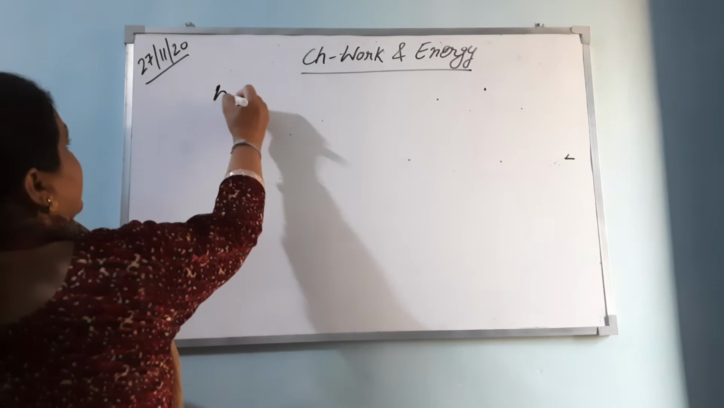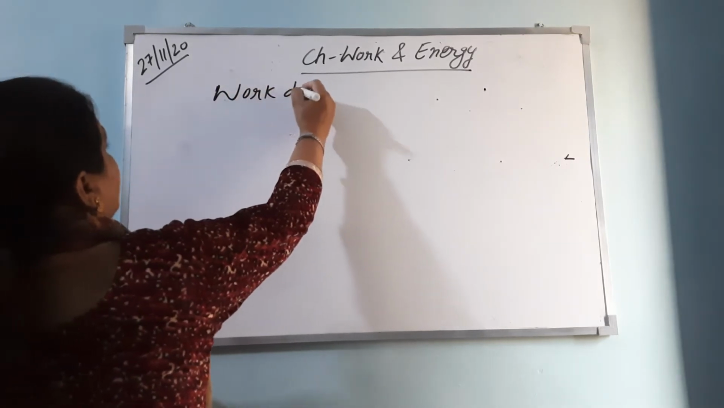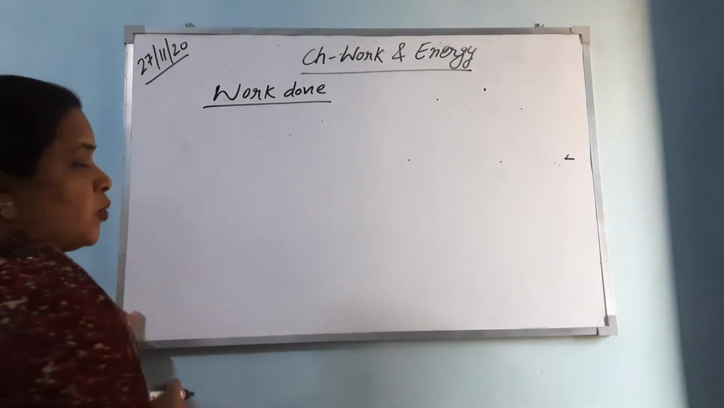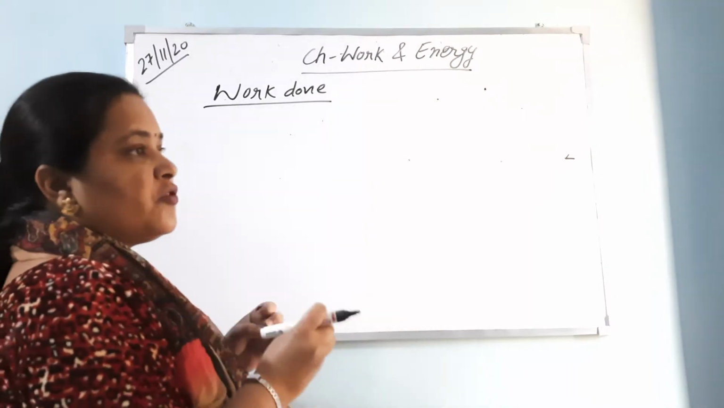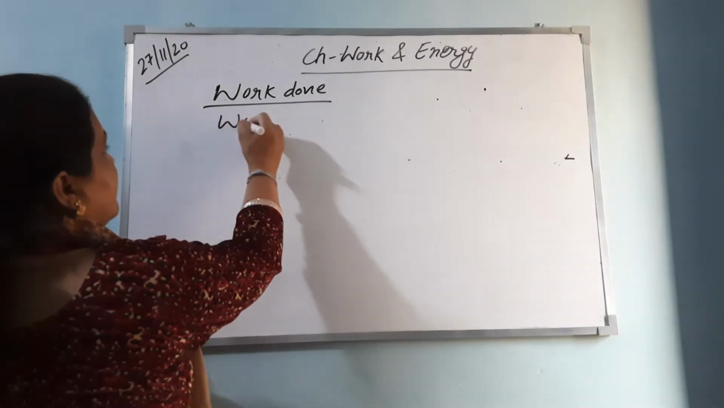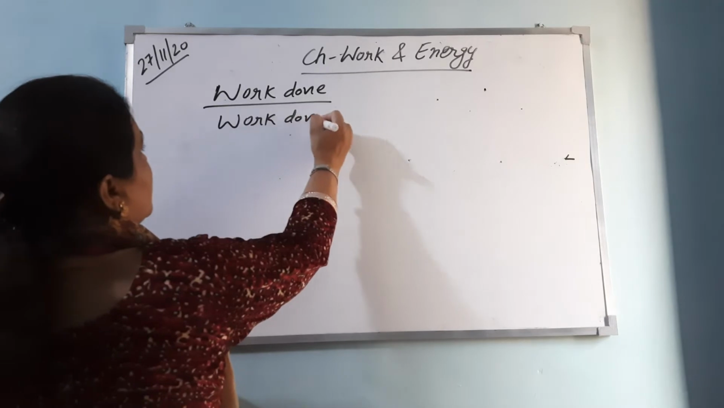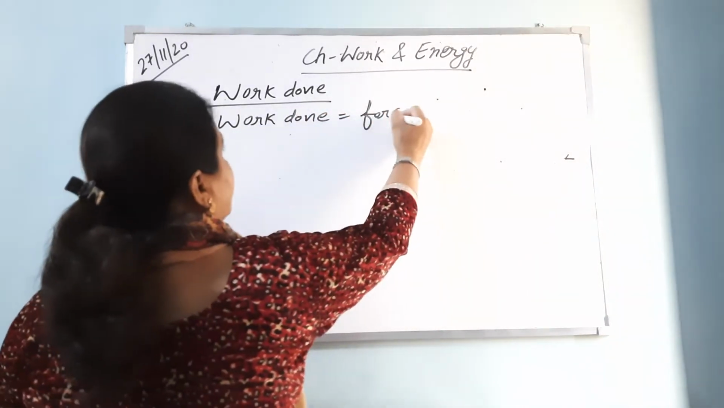Topics. First topic is work done. In this chapter we have done, first of all, work done. What is work done? Work done is the product of force and displacement. So the mathematical formula we can write: work done is equal to force into displacement.